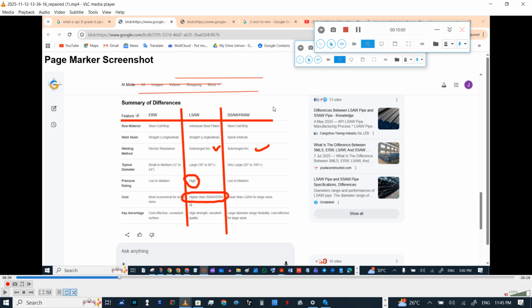Now the summary of differences. The summary of the difference is that LSAW is a superior type because its high pressure rating will be higher, but the cost is also higher than the spiral SSAW and the ERW. And the welding process is submerged arc.